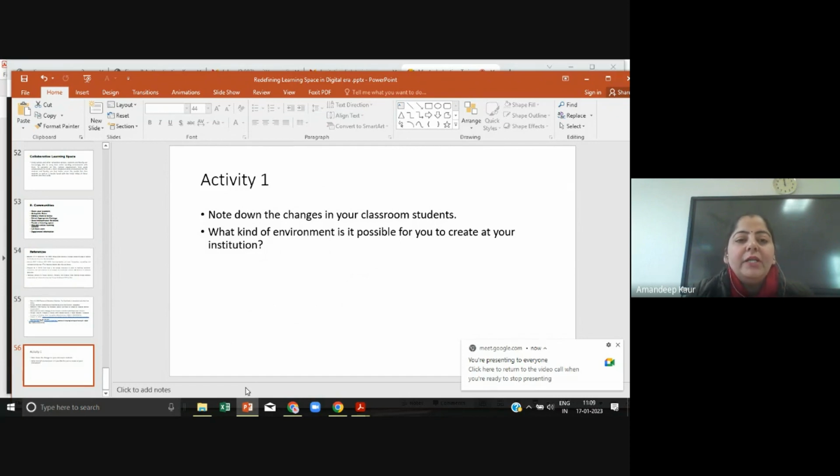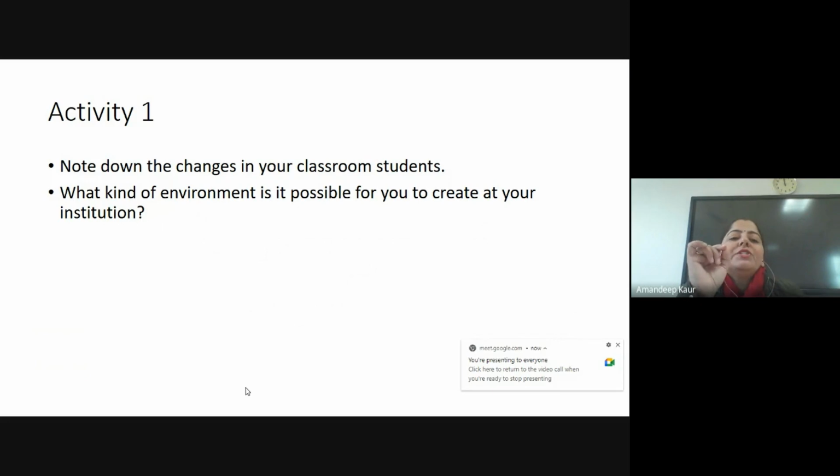Up to 11:30, you can note down the changes in your classroom students. Over the past 5 years, what are the changes in terms of characteristics you are seeing in your students, and what kind of environment is it possible for you to create at your institute? While sitting at NITTTR Chandigarh, I do not know the kind of infrastructure facilities available at your institute. As per the subject demand, what kind of technology integration needs to be there, what are the demands of your learning spaces? Take a few minutes to note down what are the changing characteristics of the student population you are able to observe.